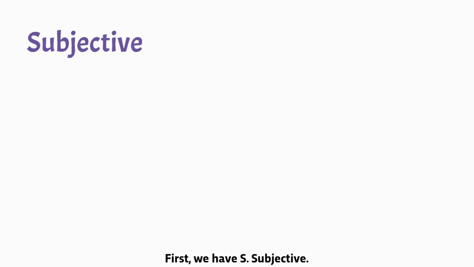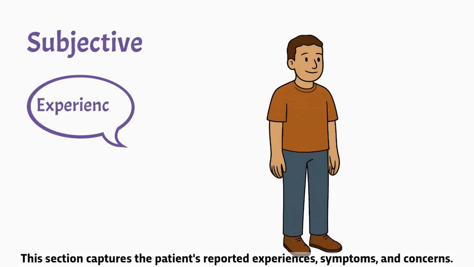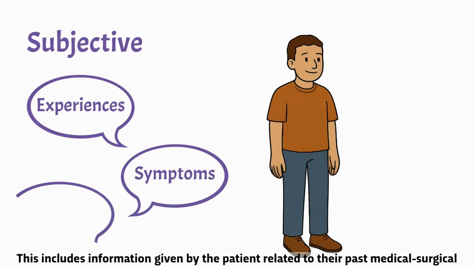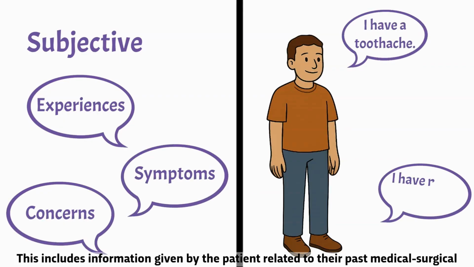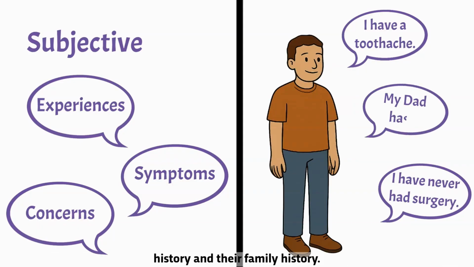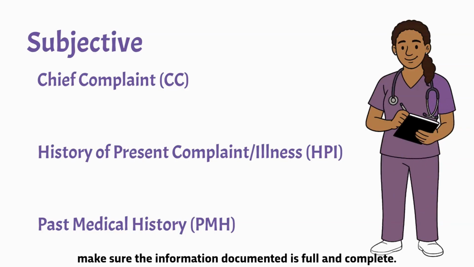First, we have S, Subjective. This section captures the patient's reported experiences, symptoms, and concerns. This includes information given by the patient related to their past medical surgical history and their family history. There are several parts to this section to make sure the information documented is full and complete.